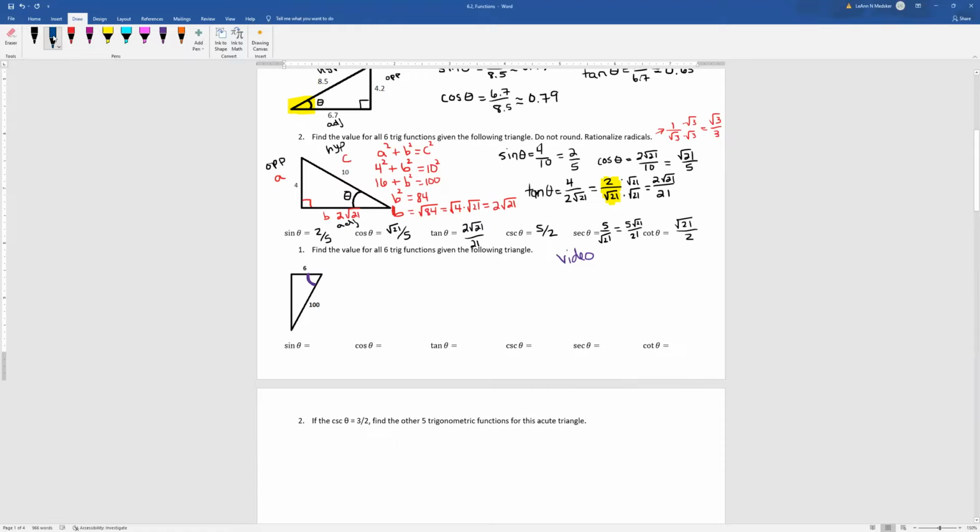So we would have to plug into our a squared plus b squared equals c squared, where the hypotenuse in this one is going to be across from the right angle. It's going to be 100. So this is going to be 6 squared plus b squared equals 100 squared. So that would be 36 plus b squared, and then 100 squared is 10,000.